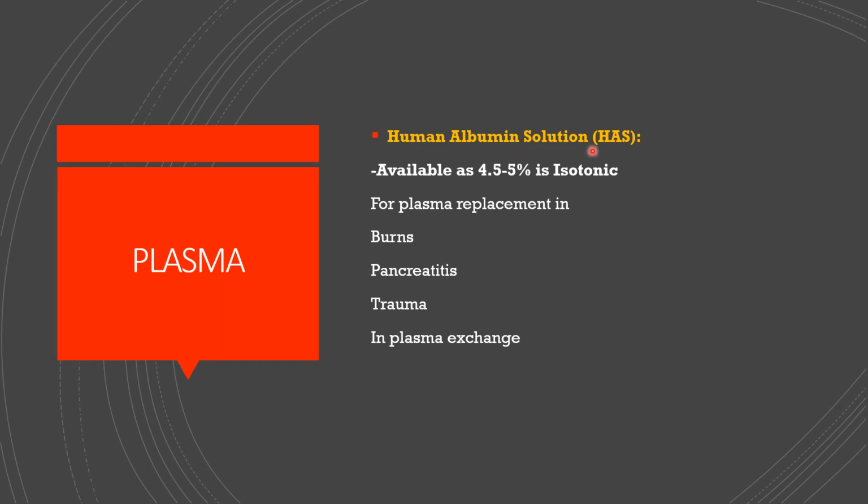So human albumin solution is available as 4.5 to 5%, and that will be isotonic. We will need this strength for plasma replacement when we are dealing with burns, pancreatitis, trauma, or in plasma exchange. Please take note of this, 4.5 to 5%. That is the strength I'm talking about now. I have higher strength. Let's go.